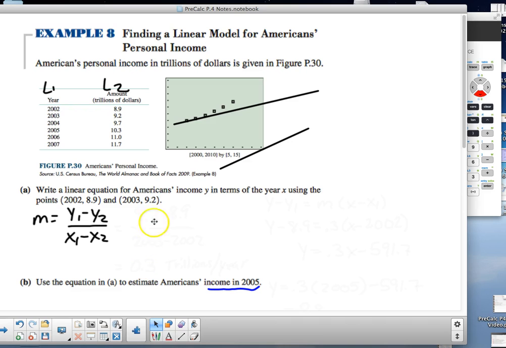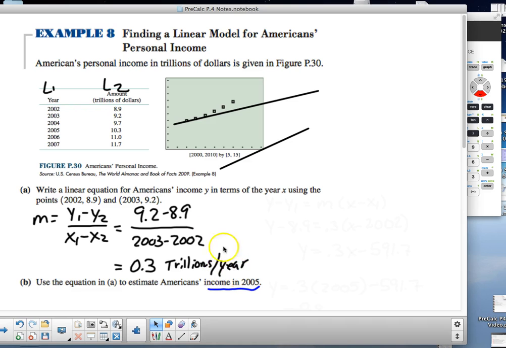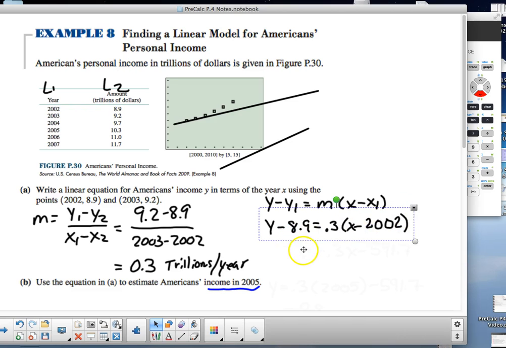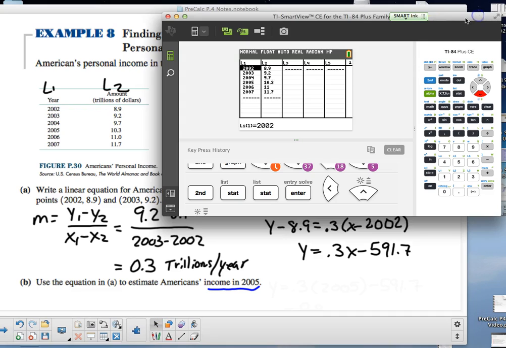Okay, so I have to have slope. I have my points, my y over x, and I find my slope, which is 0.3 trillion per year. So I'm increasing by 0.3 trillion a year. And let's talk about this. This is Americans' personal income in trillions of dollars, the total American personal incomes in trillions. Now, point slope form, I got a point. I don't care which one you pick, one of them, it'll always work. And then a slope, and we got the slope. So I'm picking 2002, and I multiply this out, and then we've got y equals 0.3x minus 591.7. Well, let's look at what it looks like on my graph.